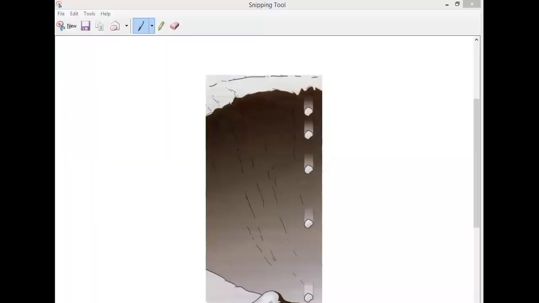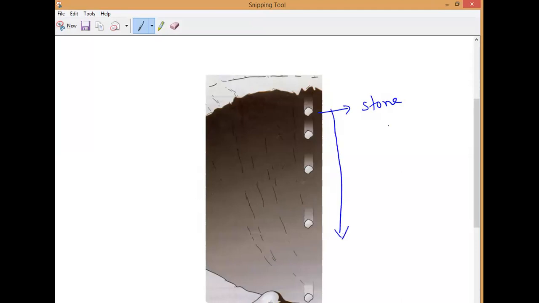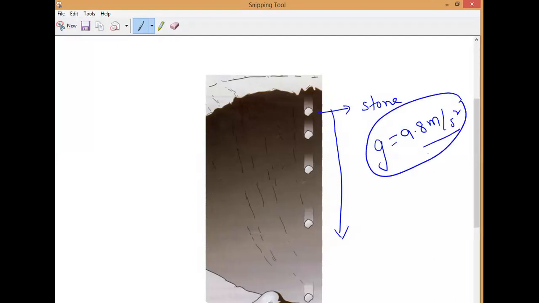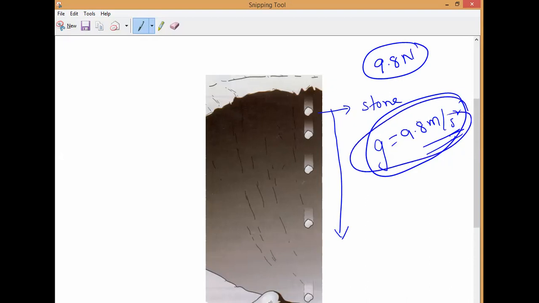Here something is falling down. What is that? Stone. The stone I have dropped from a certain height. Will it accelerate uniformly or non-uniformly? It always accelerates uniformly. What is the uniform acceleration? Gravitational acceleration, g equals 9.8 meters per second square. Be very careful, it is not 9.8 newtons. So the stone is in uniform acceleration towards the earth.